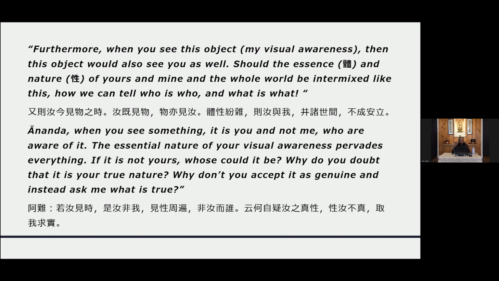So of course, Buddha is trying to point out that no, this is not the case. You cannot see my visual awareness because this is not the object. But the sixth consciousness, your thought, your emotion, your judgment are mental objects that can be perceived by the awareness. Now, Ananda, when you see something, it is you, not me, who is aware of it. The essential nature of visual awareness pervades everything. It is not yours. Who could it be?